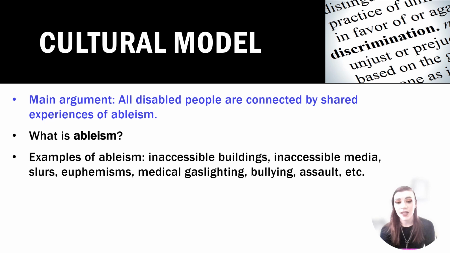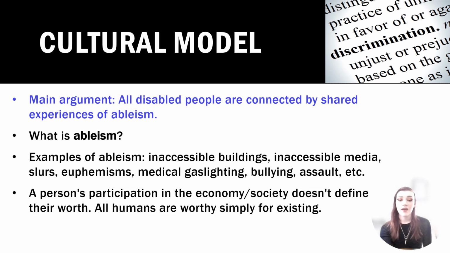It's also very important to acknowledge that the cultural model pushes this perspective that a person's participation in the economy or society is not what determines their worth. All people are worthy simply for existing. All people are deserving of rights and support and resources just because they're people.